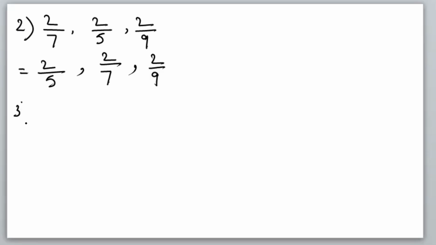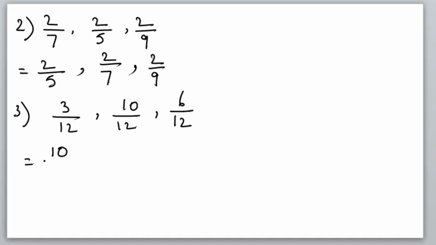Take question number 3. 3 over 12, 10 over 12, and 6 over 12. Here the denominators are the same and the numerators are different. And the greater the numerator, the greater the fraction. So 10 is greater than 6 and 3. It means the biggest fraction will be 10 over 12. And 6 is greater than 3. It means 6 over 12 will come next. And 3 over 12 will be the smallest fraction. Understand?